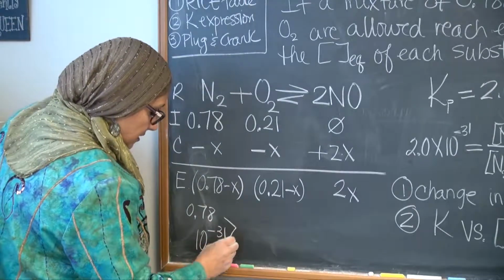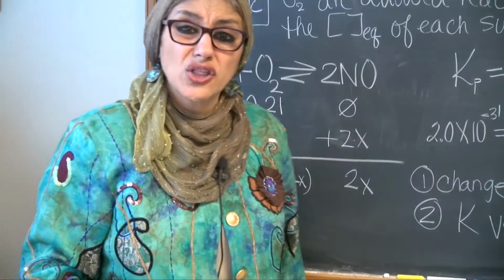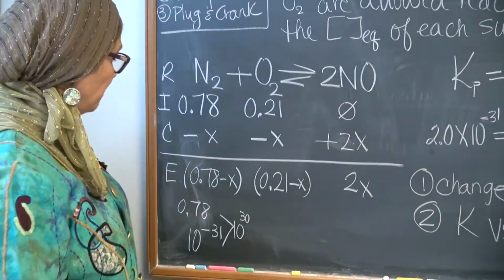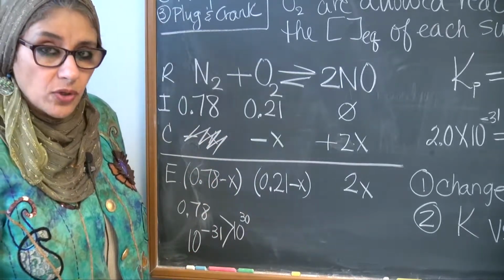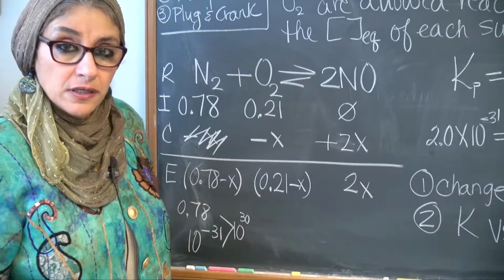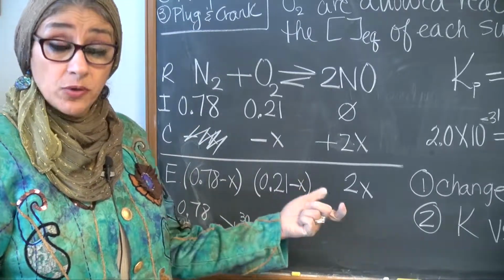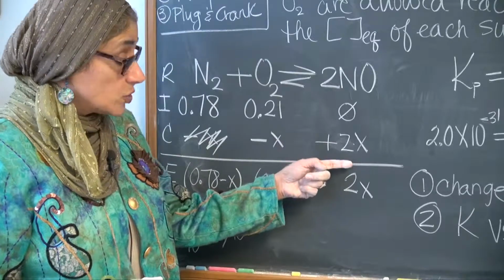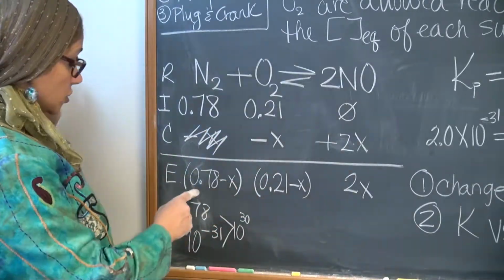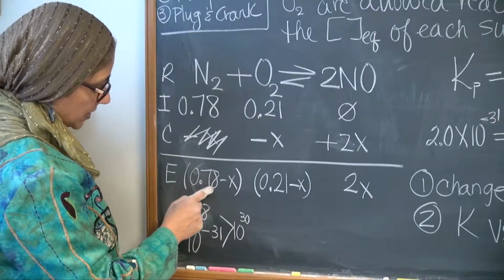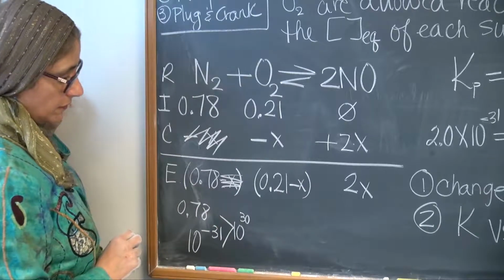Wow, that is 30 orders of magnitude, not even just 3, it's 30 orders of magnitude. That means x is so slight, it is negligible. It is insignificant and will not make a dent in how much we started with. Some of it will react, however, in order to produce some product, but it's going to be extremely small. So now we approximate and say that 0.78 minus x is approximately 0.78.